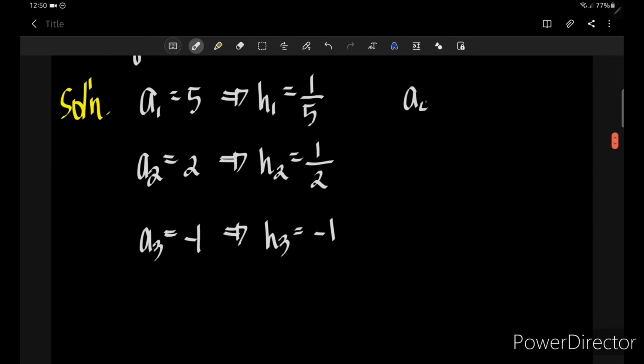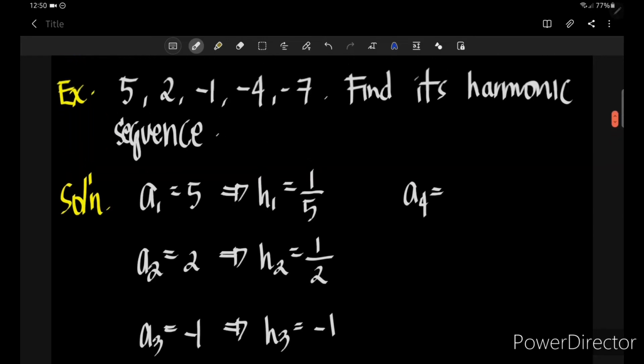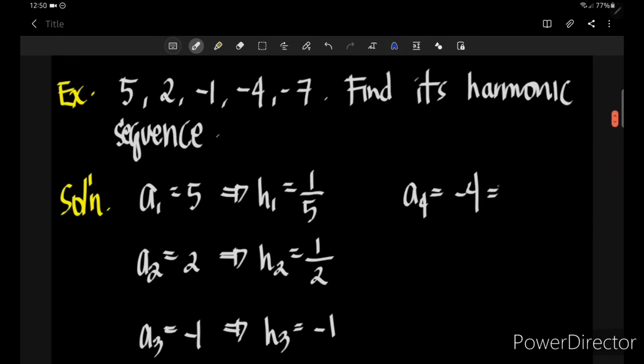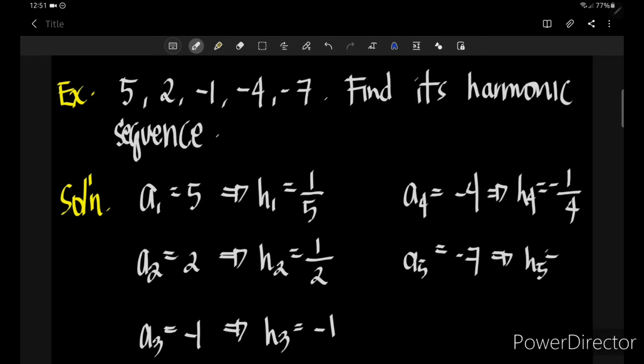A sub 4 is negative 4. Get its reciprocal. You have h sub 4, which is negative 1 over 4. And lastly, we have a sub 5, that is negative 7. Reciprocal, we have h sub 5, and that is negative 1 over 7.